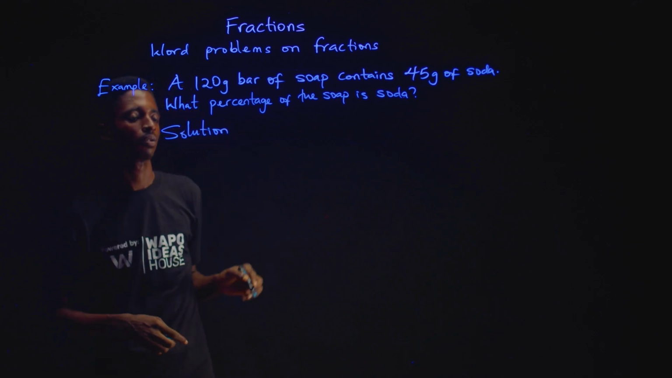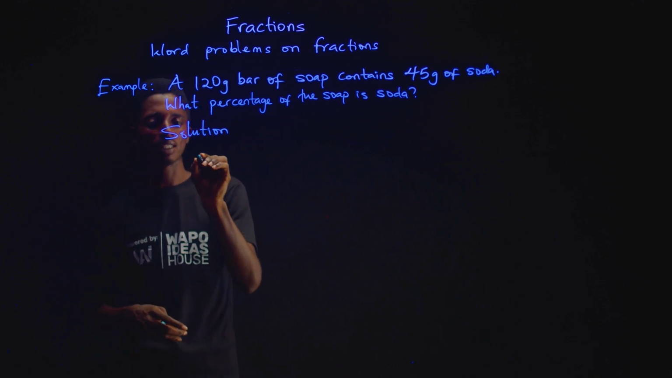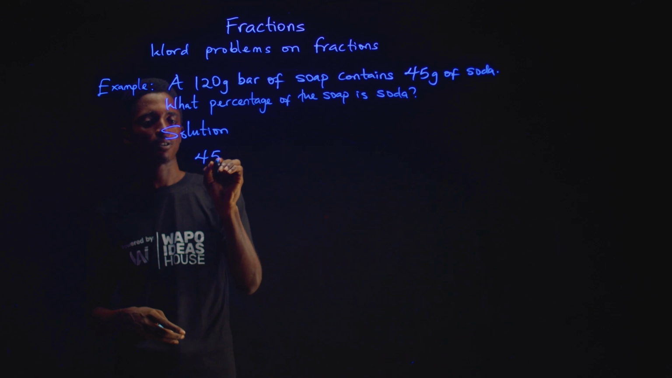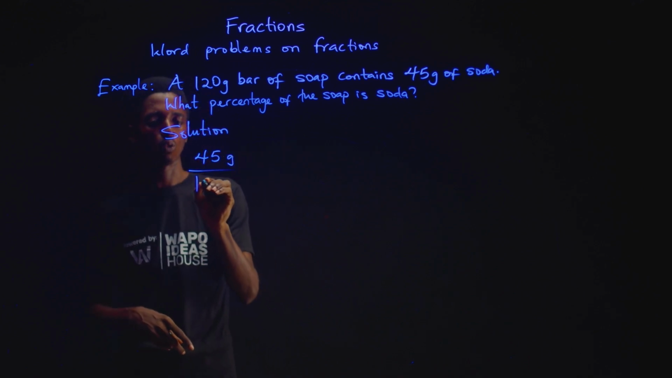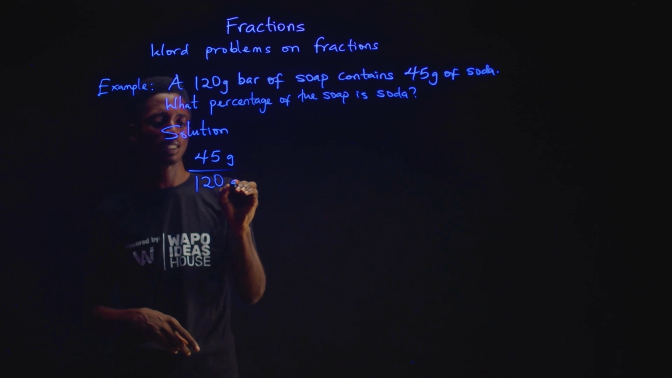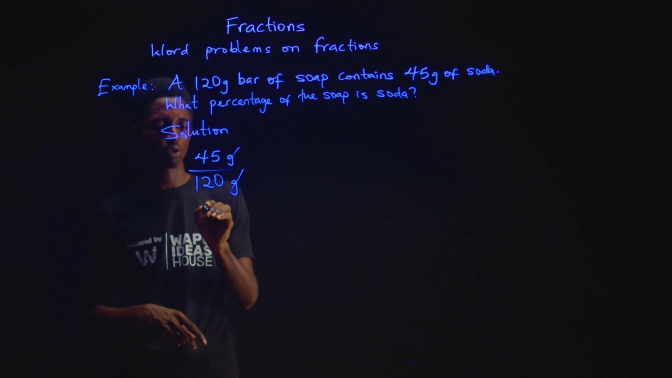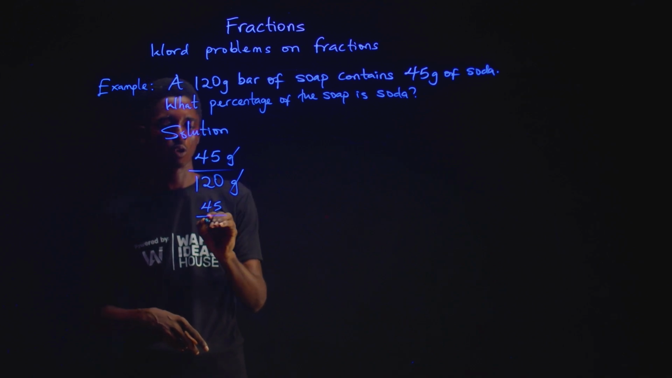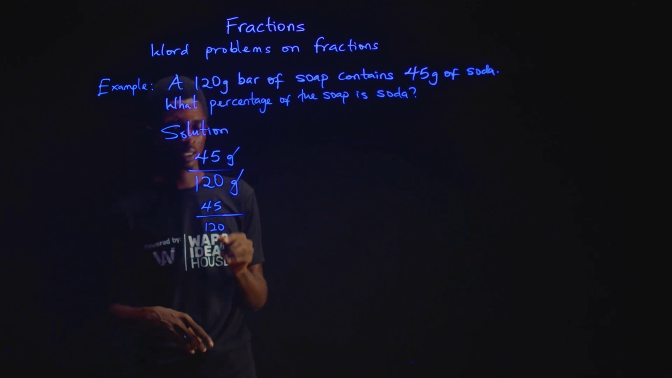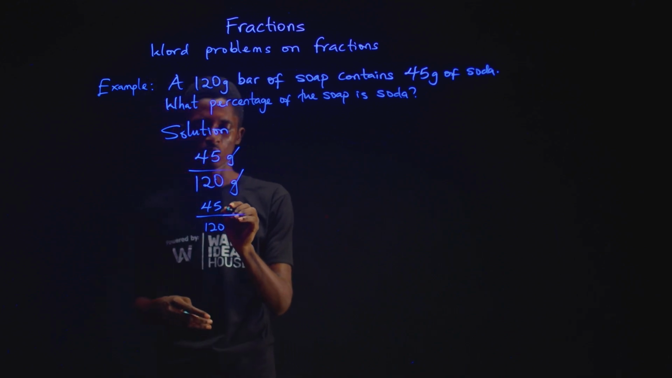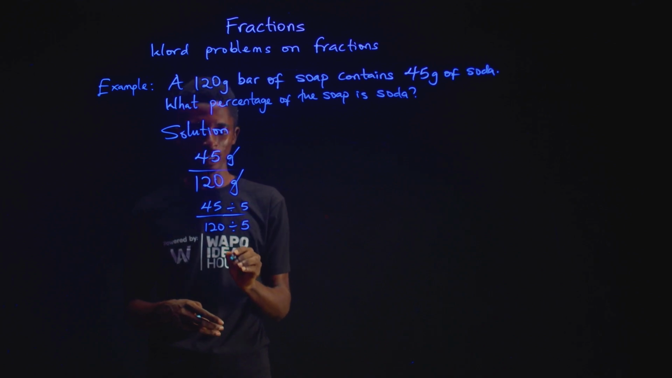Solution. So the part of the soap that is soda is 45 grams out of 120 grams. Now, of course, grams cancel grams, so we have 45 over 120, which we will then express in its lowest terms. So we'll divide this by 5 and divide this by 5.